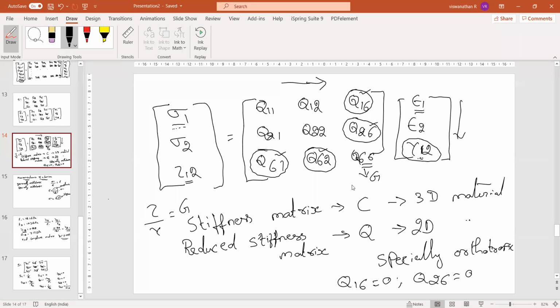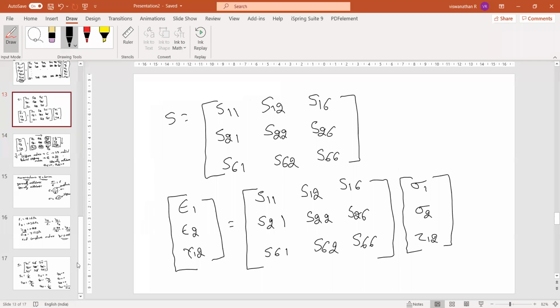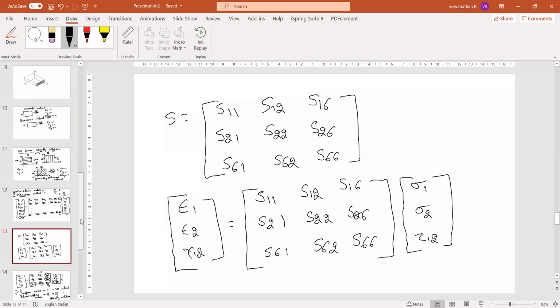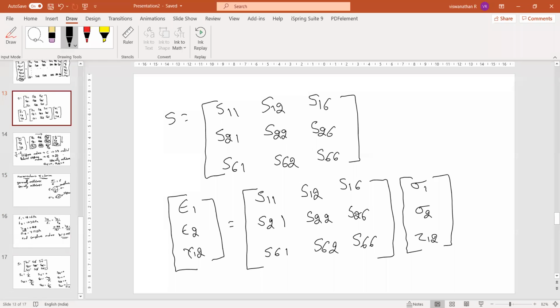Suppose it's a generally orthotropic material. Will these terms be 0? If these are the global stresses and global strains, these terms will not be 0. If the fiber is rotated at an angle, then these things will not be 0. We'll discuss that in the next class, and I hope you have got some idea of this. And then we looked at the MATLAB yesterday.